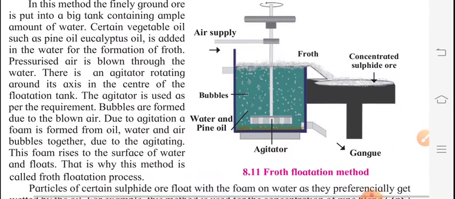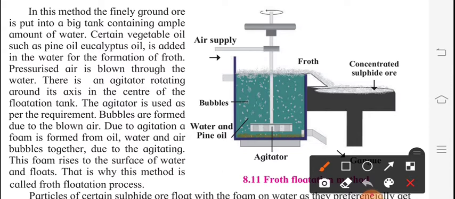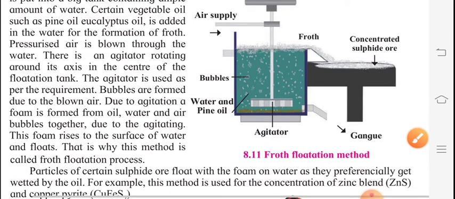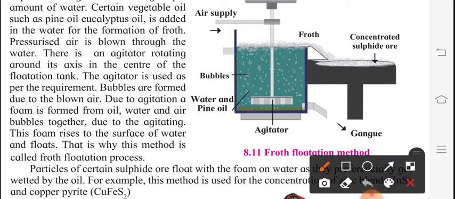In this method, finely ground ore is put into a big tank containing an ample amount of water. Certain vegetable oil, any kind of oil you can use, such as pine oil, is added to the water for the formation of froth. Pressurized air is blown through the water. There is an agitator rotating around the axis, the center of the flotation tank. The agitator is used as per the requirement.